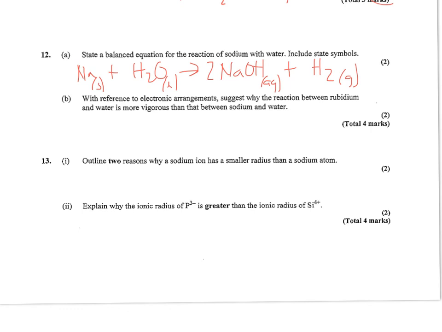12B says, with reference to electron arrangements, suggest why the reaction between rubidium and water is more vigorous than sodium and water. Well, the electron arrangement for both is, we're talking about an s1 orbital, 3s1 versus 5s1. So they both have one valence electron, which makes them highly reactive, being in family 1A, because they're the largest and have the lowest ionization energies of all the metals. But this 5s is what lets us know rubidium is much bigger, so the electrons are that much looser. The ionization energy is that much lower, making it a more vigorous reaction.